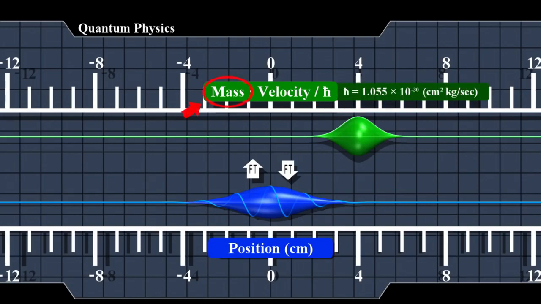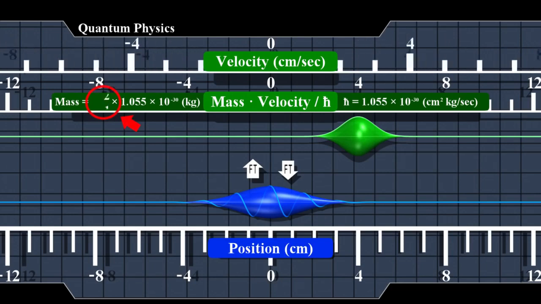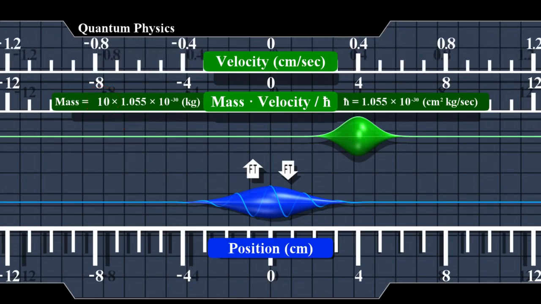For the mass of the particle, we chose the same value as h-bar in kilograms. This is close to the mass of an electron. So the mass and h-bar canceled each other out, and we ended up with plain velocity in centimeters per second. Now let's increase the particle's mass. The two wave functions remain the same. The uncertainty principle is the same. But the same values of momentum now translate to much lower velocities.